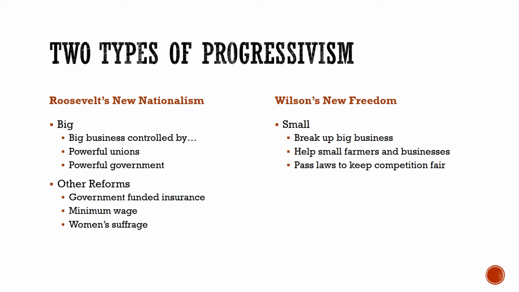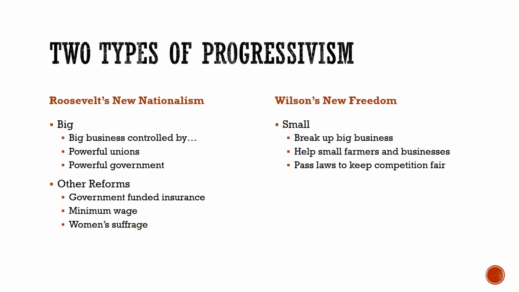So the election of 1912 was a choice between two types of progressivism. One was Teddy Roosevelt's, quote, new nationalism. And the idea here was to make everything big. We would have big businesses, but these businesses would be controlled by powerful unions and a big, powerful federal government. So the big businesses would be able to keep doing their thing and enjoy all of the efficiencies that you get from having big business, but they would no longer be able to do all the unfair stuff they did because of government regulation and because of unions.